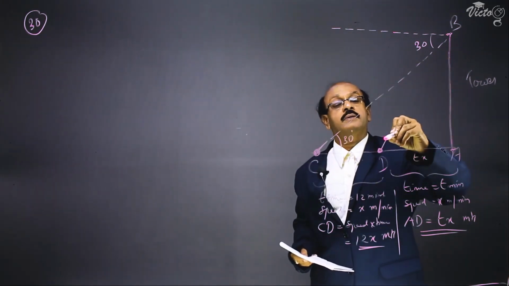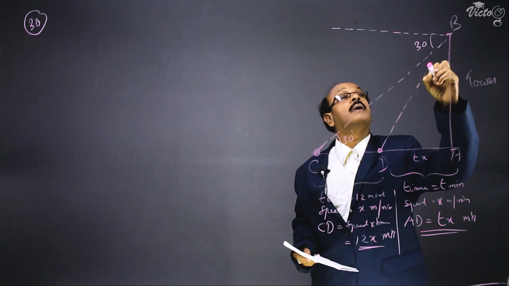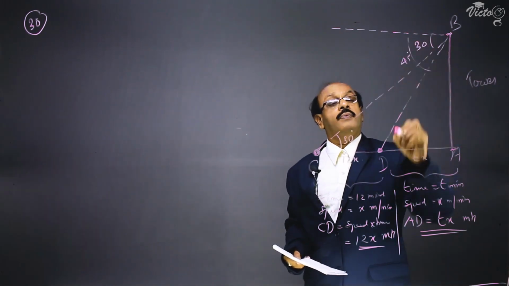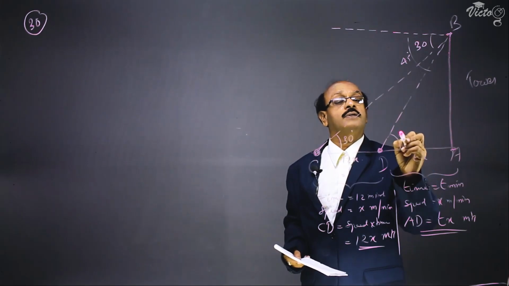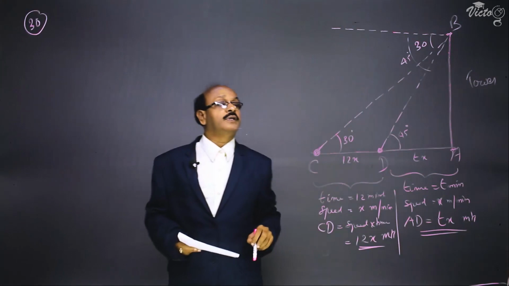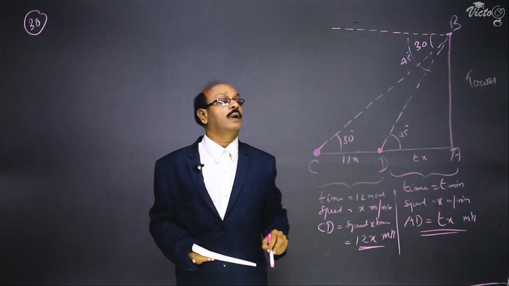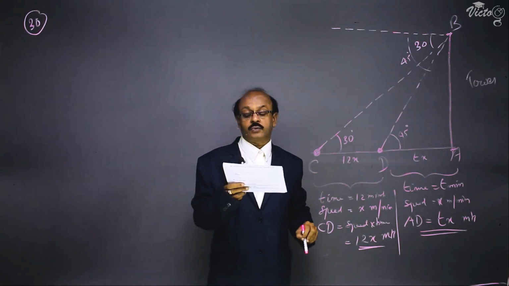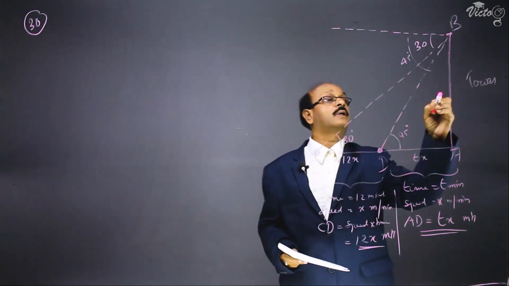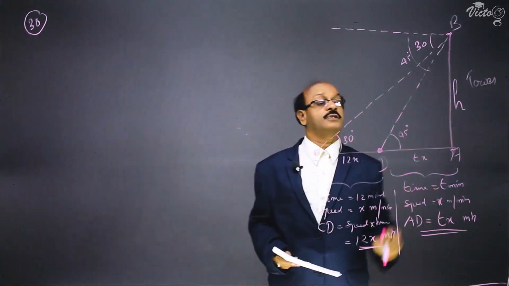That means the total angle, this is 45 degree. Therefore, this angle here is also equal to 45 degree. For the same reason, alternate interior angles are equal. Now, we have to find out the time taken. For that, we have to consider the height of the tower as h.